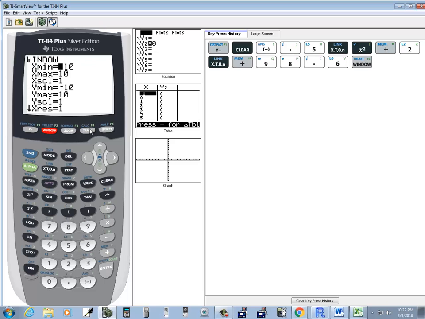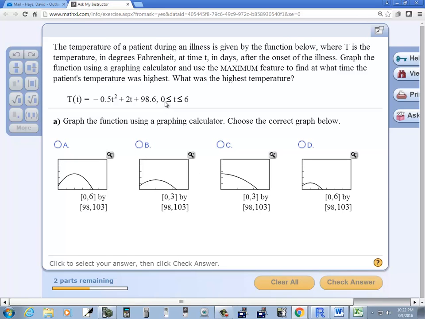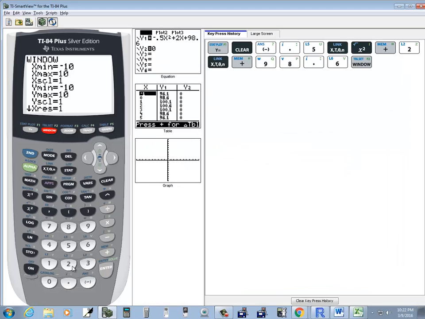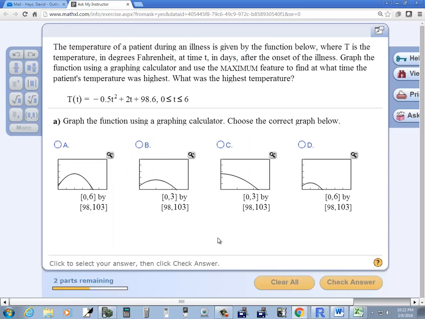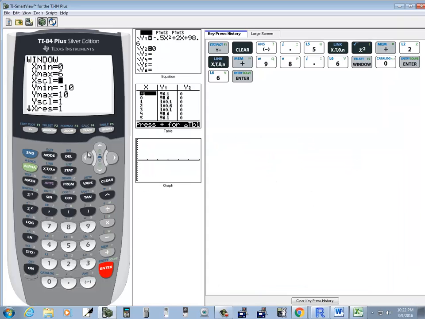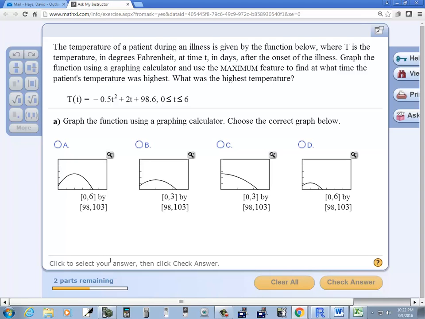Now, if I go to the window, they're telling us specifically only look between 0 and 6. So for the x min, I'll put 0 in, and for the x max, I'll put 6 in. So I'll narrow down my window settings. Problem with this is, you see that these settings are different, and 98 to 103 seems to be the y values. So if I come down to the y min, I'll put 98 and 103.